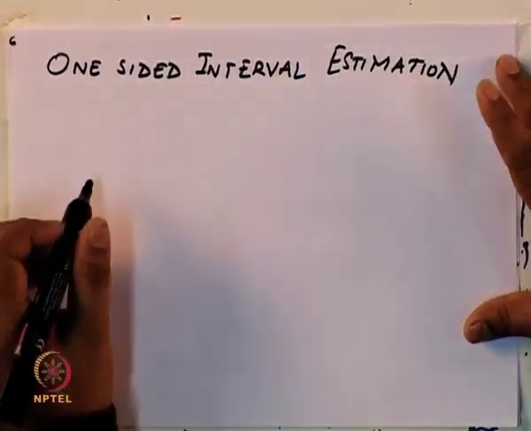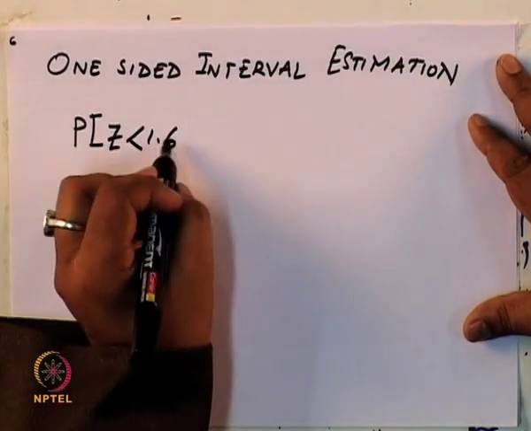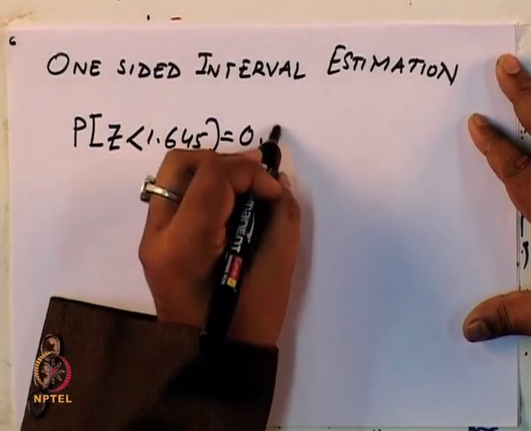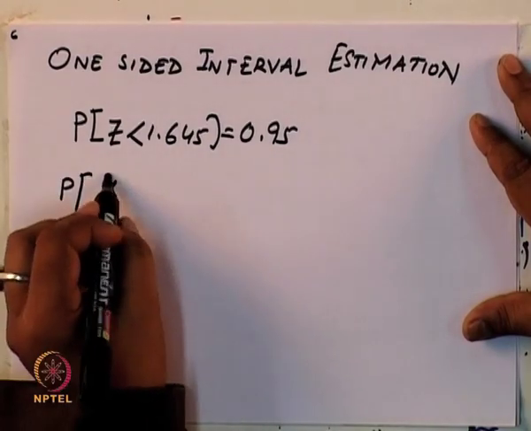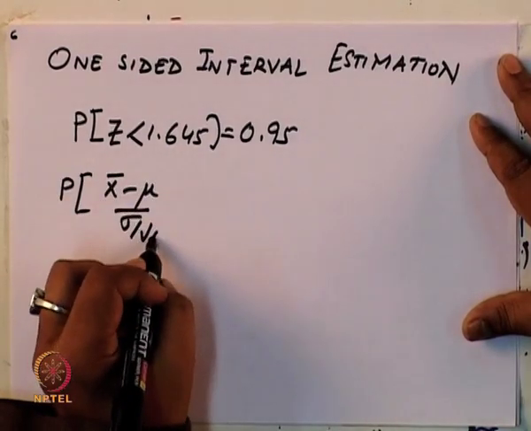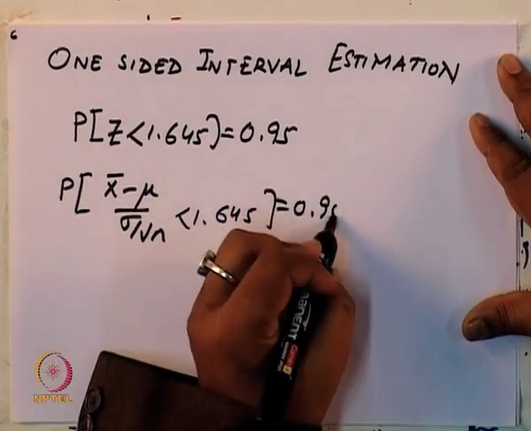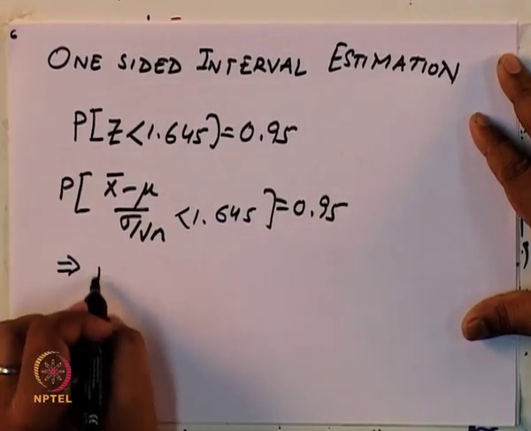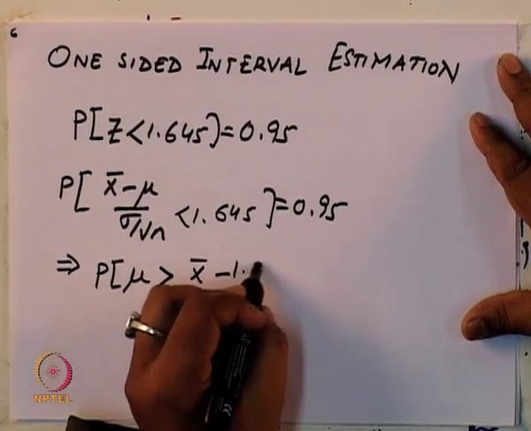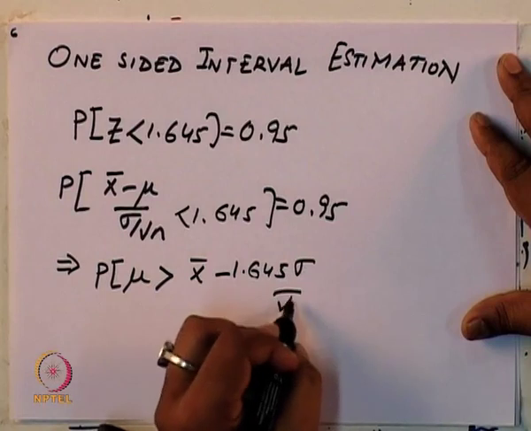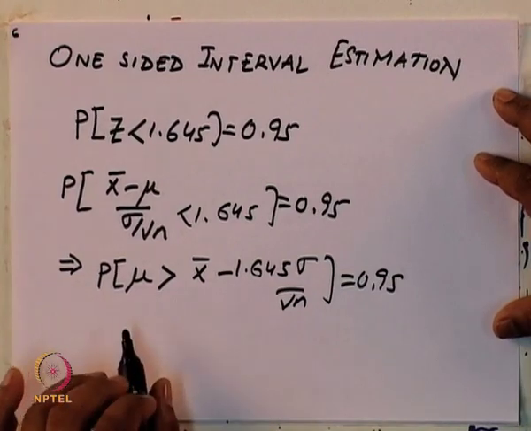Okay. So, for doing that, for a standard normal variable, we know that the probability of z less than 1.645 is equal to 0.95. So, we can put the probability of (x bar minus mu) by (sigma by root n) less than 1.645 equal to 0.95, and this would give us the probability of mu greater than x bar minus 1.645 sigma by root n equal to 0.95. Okay. So, again the 95% confidence interval.